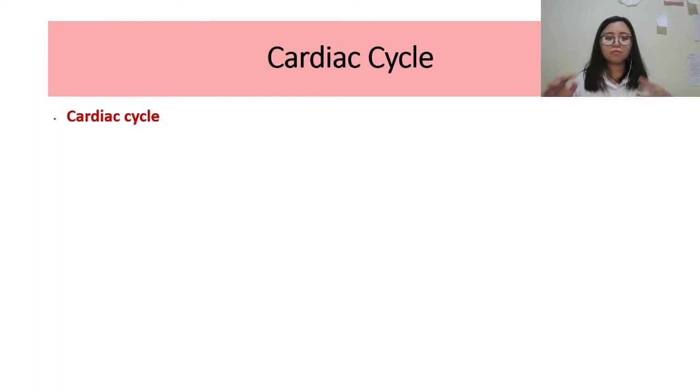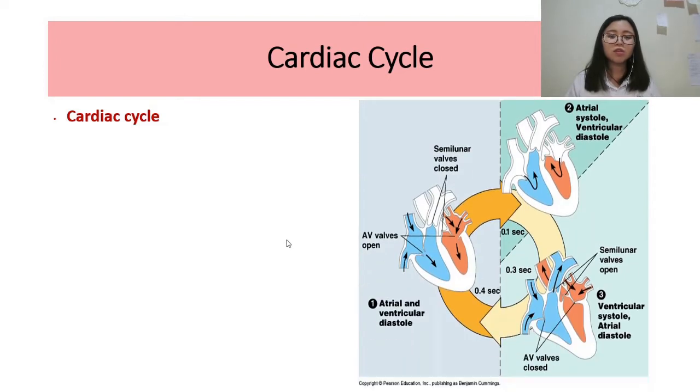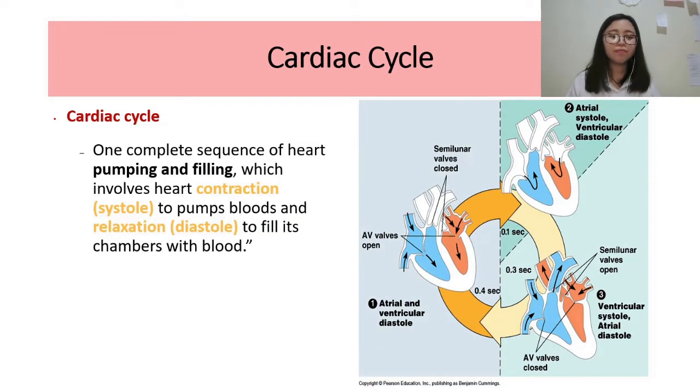This whole nerve impulse plus the contraction of the atrium and the ventricles makes up the cardiac cycle. Denyutan jantung kita boleh membentuk satu kitaran yang kita panggil sebagai cardiac cycle. So this is a diagram of the cardiac cycle. The definition that we have for cardiac cycle is, it is one complete sequence of heart pumping and filling, which involves heart contraction, systole, to pump blood, and relaxation, diastole, to fill its chambers with blood.